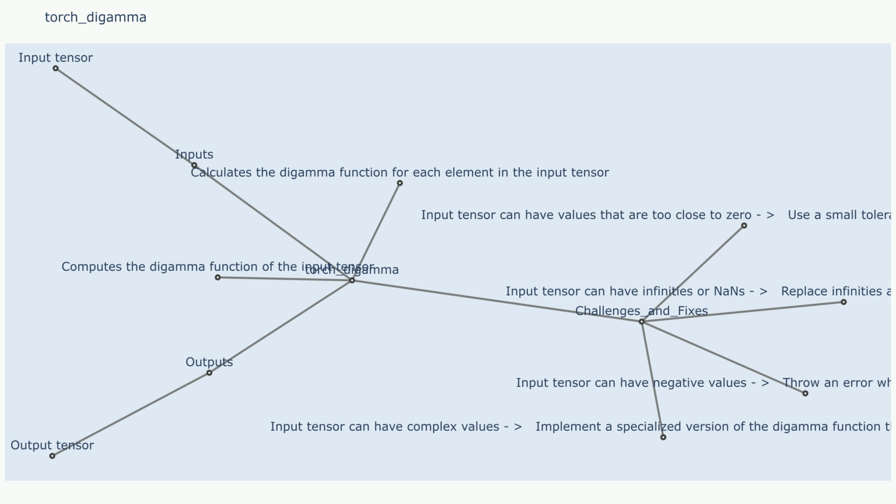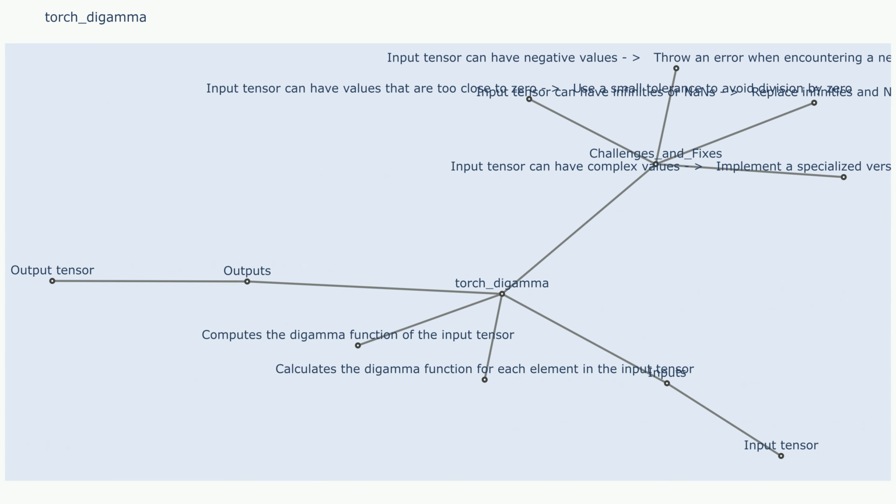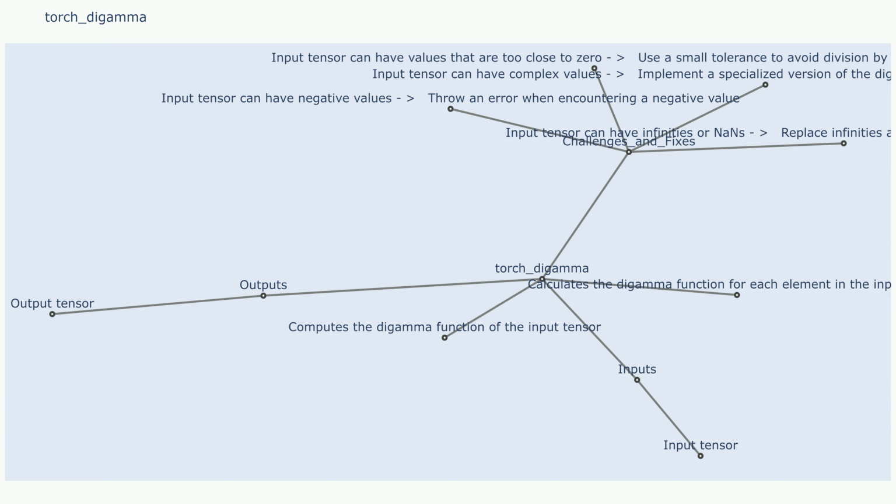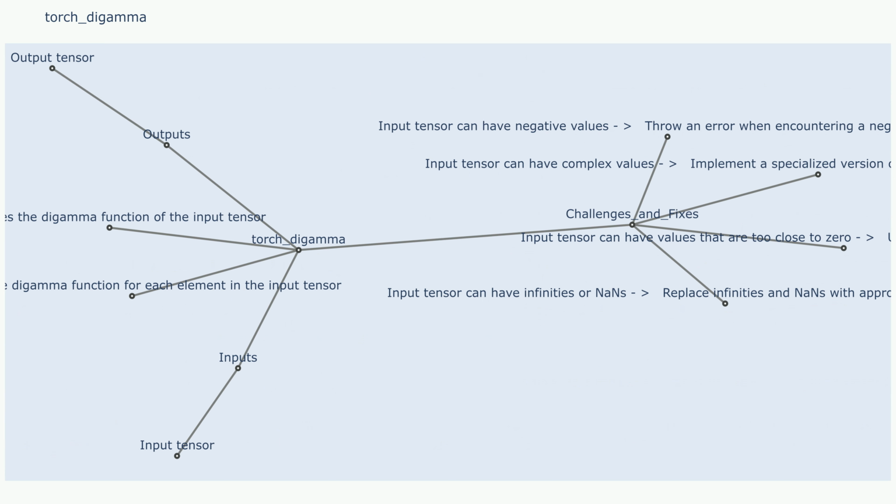torch.digamma. Description. The torch.digamma function computes the digamma function, also known as the psi function, of a given input tensor. The digamma function is the derivative of the natural logarithm of the gamma function. It is a special mathematical function that is used in various fields such as statistics, probability, and quantum mechanics.